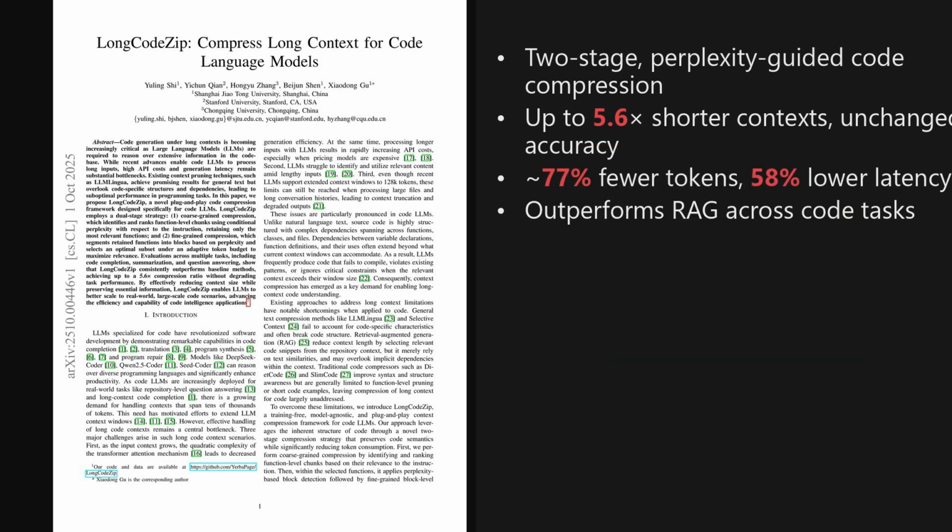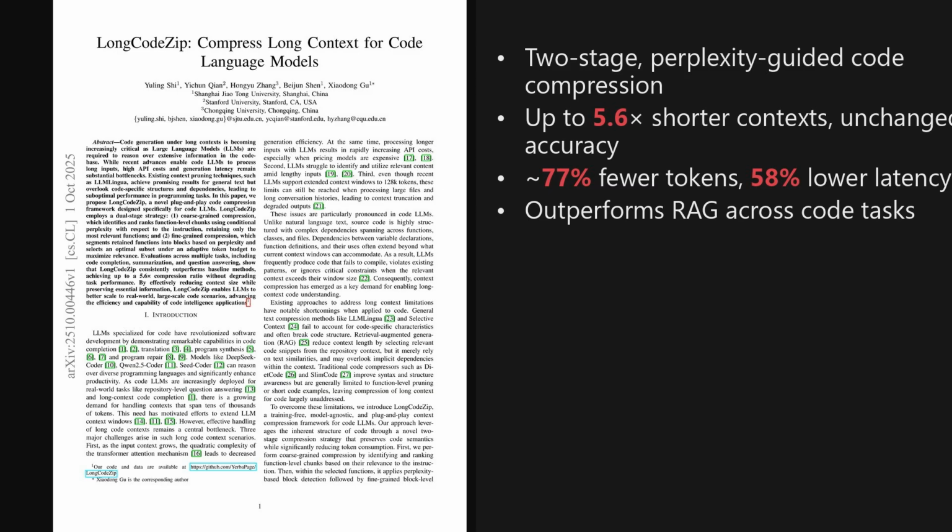I'm Alex. Today we're looking at a paper from the Hugging Face trending list, published on October 1st, 2025, which was about 2 days ago. The headline result is a plug-and-play compressor for code that achieves up to a 5.6 times reduction in context without hurting task performance. The paper is titled LongCodeZip: Compress Long Context for Code Language Models.